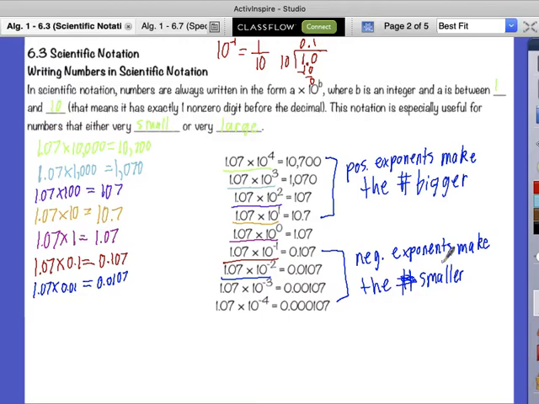So what does the power of 0 do here? Nothing. So the power of 0 stays the same.